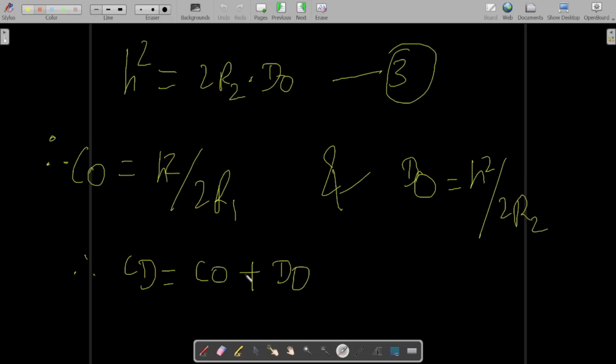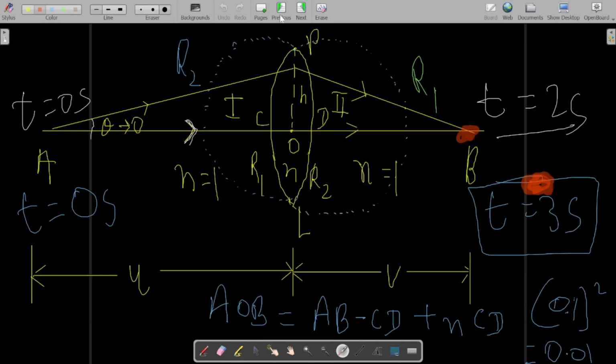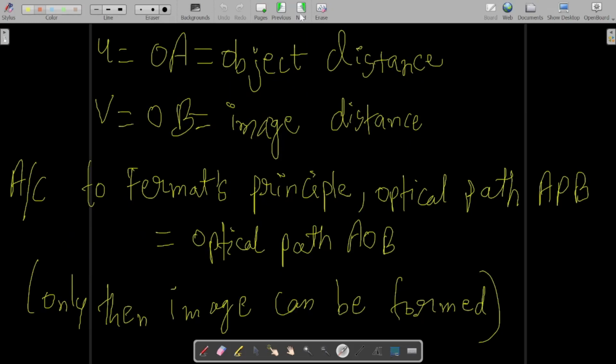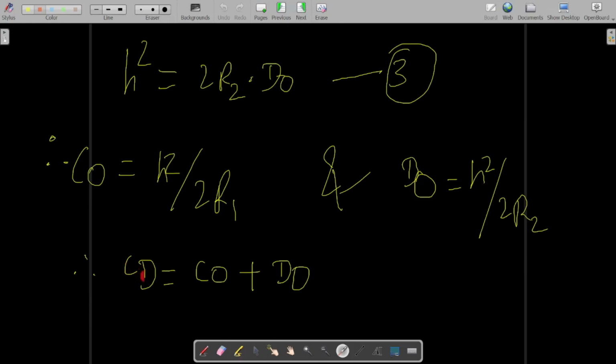Now CD is equal to CO plus DO. Have a look at the figure. CD is what? The thickness of the lens, and the thickness of the lens will be equal to CO plus DO. CO is equal to this much, DO is equal to this much. So in the place of CO, put this value, and in the place of DO, put this value.